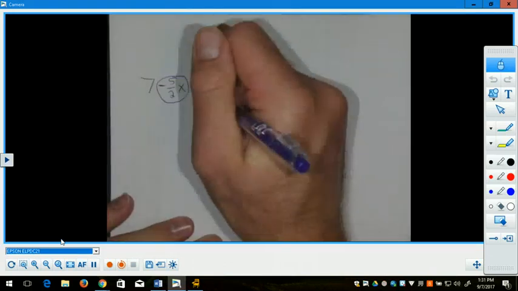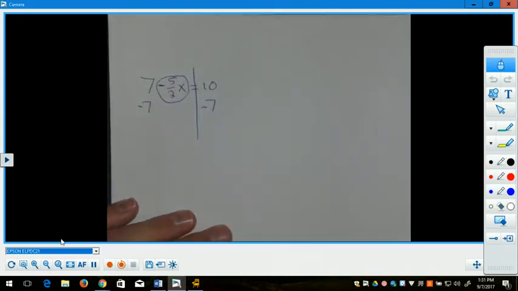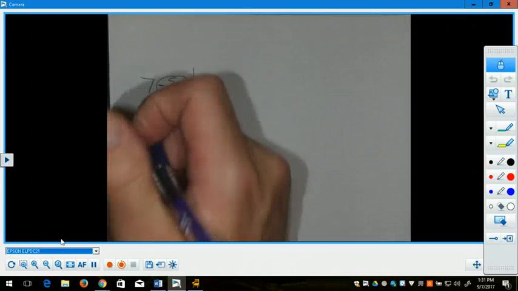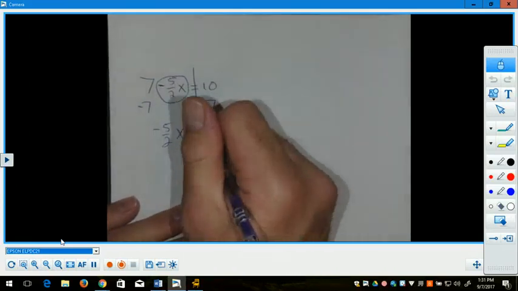To get rid of the positive 7, I'm going to use the additive inverse, which is negative 7. I'm going to subtract 7 from both sides. So now I have negative 5/2 x equals 10 minus 7 is 3.